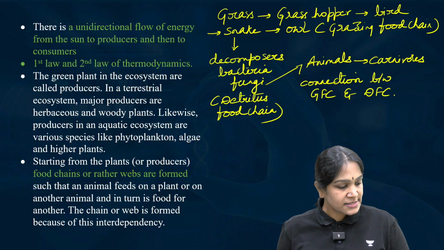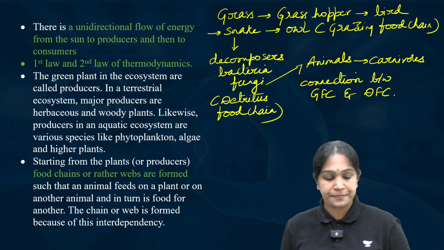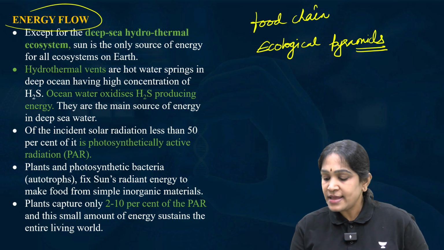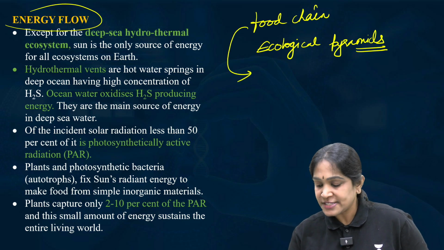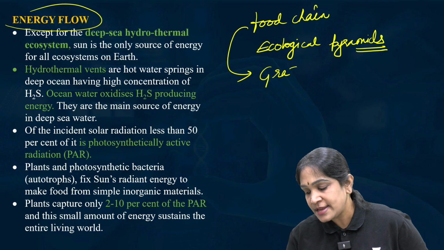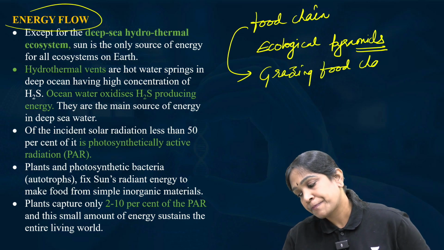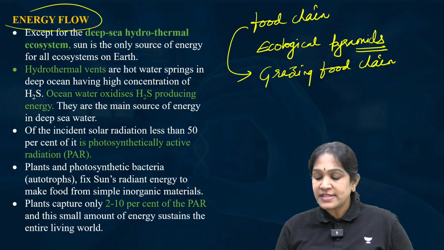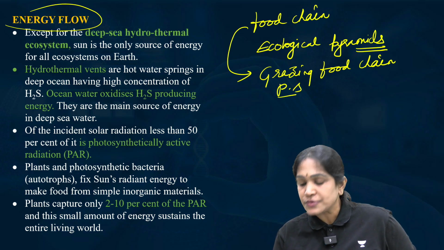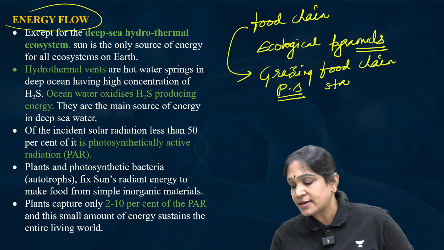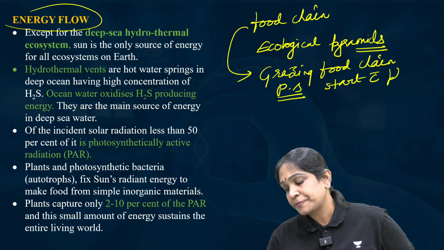First, let us try to understand what is a food chain. The food chain is of two types. First one is grazing food chain. Grazing food chain will start with the process of photosynthesis, that is, it will start with plant.